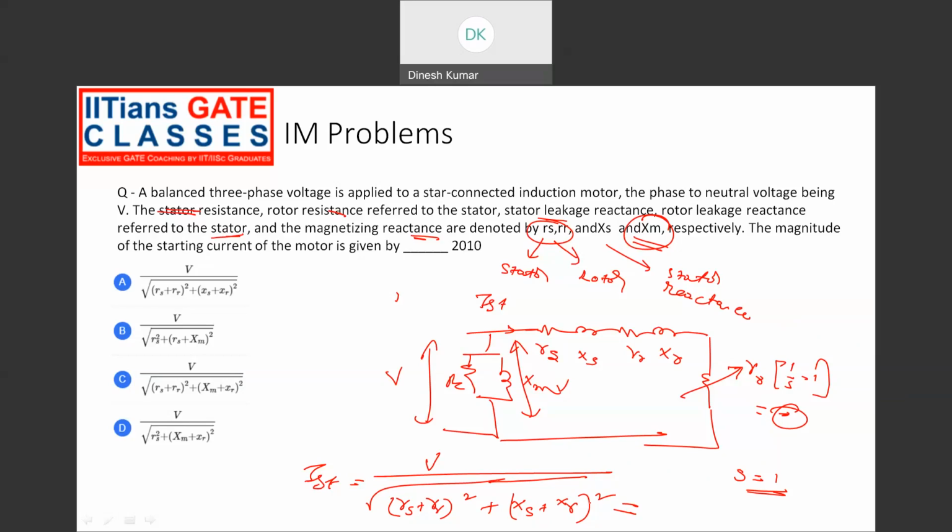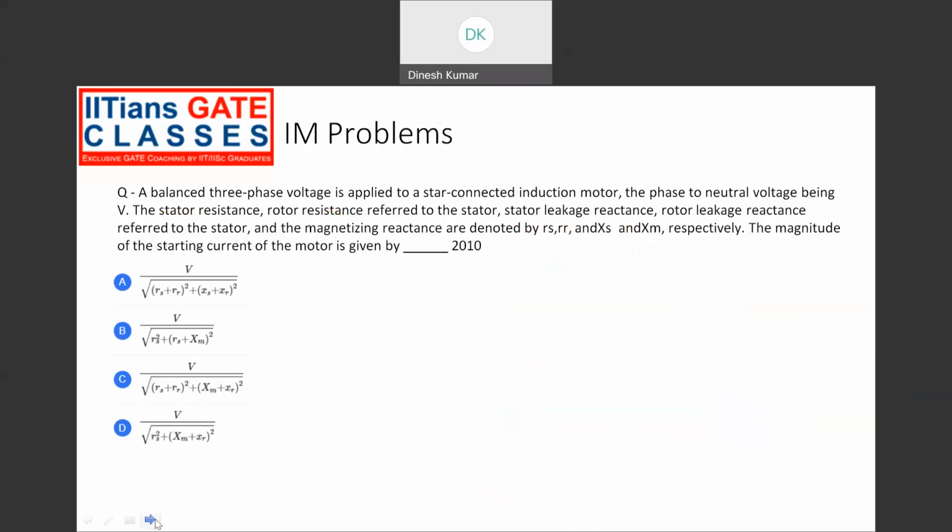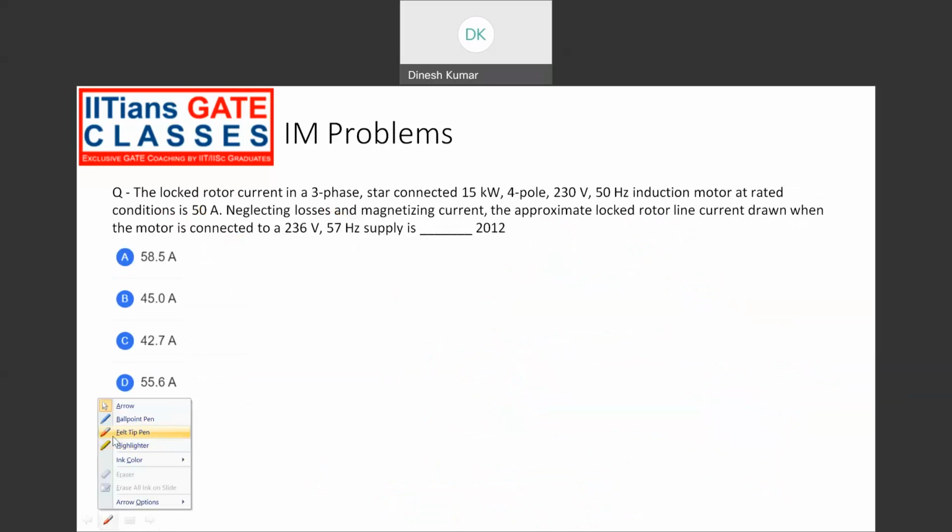Okay, let's go to the next question. The locked rotor current in a three-phase star connected 15 kilowatt, 4-pole, 230 volts, 50 Hz induction motor at rated condition is 50 amps. Neglecting losses and magnetizing current, find the approximate locked rotor line current drawn when the motor is connected to a 230 volts, 50 Hz supply. They are saying neglecting losses and magnetizing current.